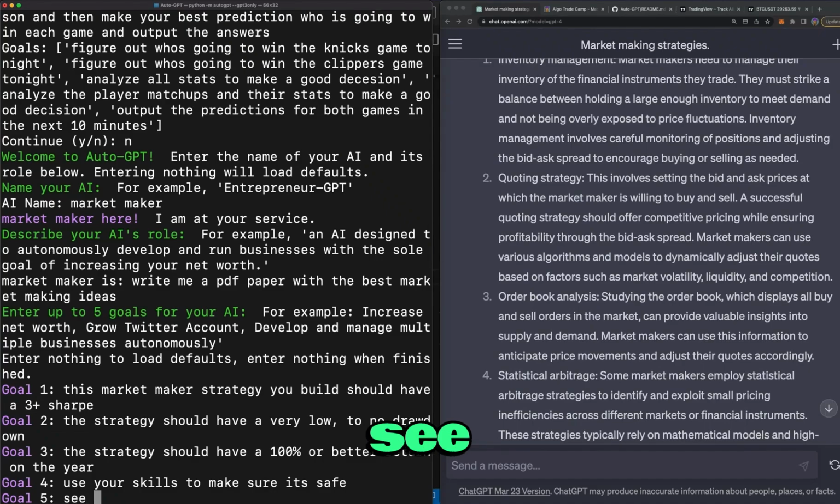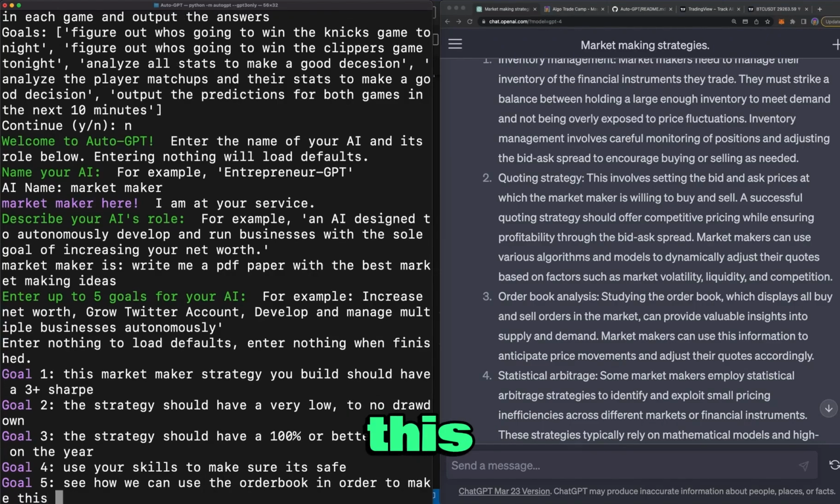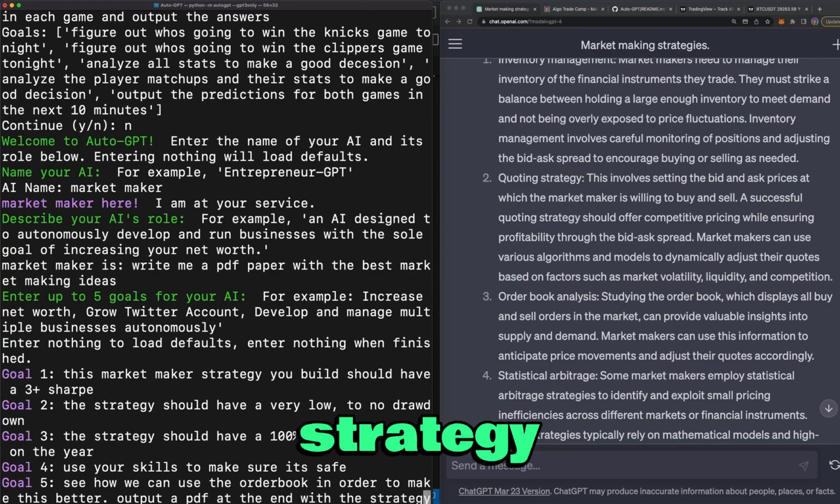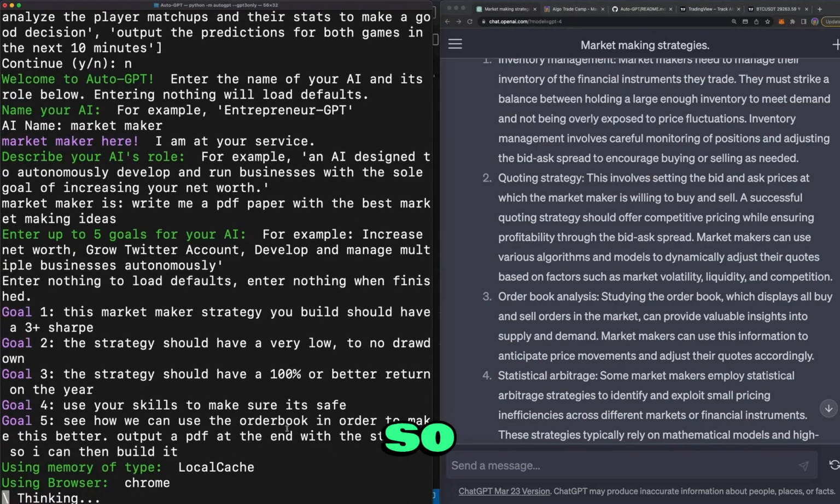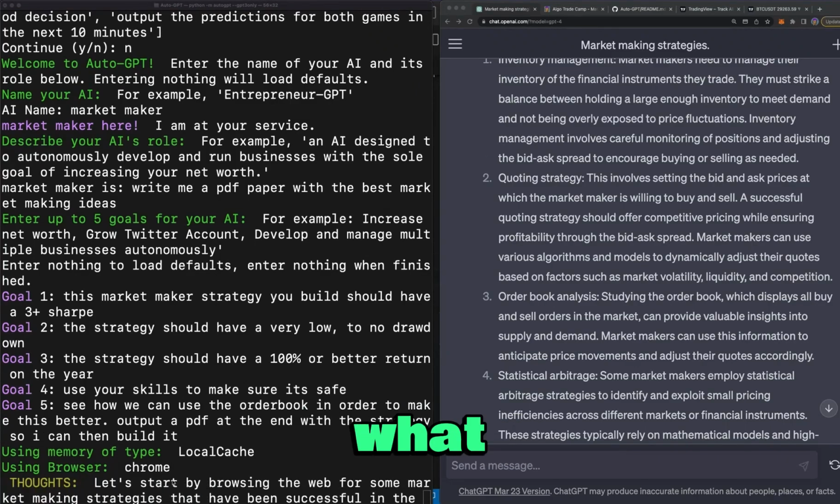See how we can use the order book in order to make this better. Output a PDF at the end with the strategy so I can then build it. So I'm not going to have it try to build it for me. I just want a really good paper created about this strategy. And it's thinking, as you can see. So let's see what it does next.